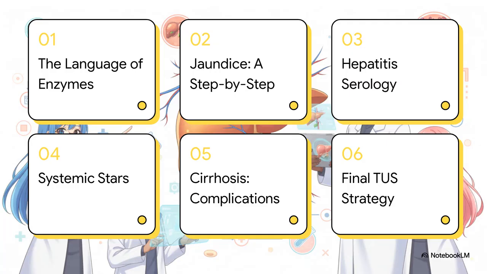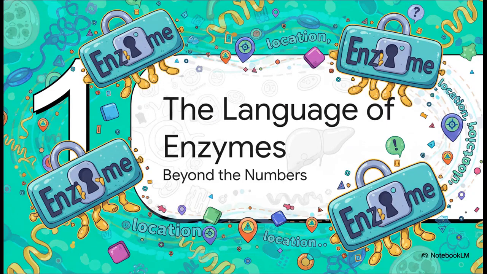So here's our game plan. We're going to start with enzymes, then build a simple algorithm for jaundice. We'll demystify that crazy hepatitis serology, hit the high-yield systemic diseases, cover cirrhosis, and wrap it all up with a concrete strategy you can literally use on exam day. Let's get into it. Okay, first up, enzymes.